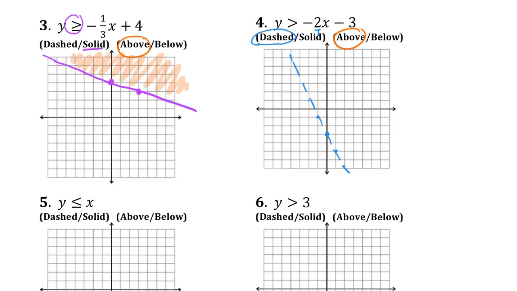Okay, for number 3, it was a solid line because of the equals sign. So I started at the y-intercept before, went down 1 over 3. Since it's greater than, I shade above the line, which is up here. This one is dashed. The y-intercept is -3. The slope is -2. So when I graphed it, I went down 2 over 1. And I'm going to shade above the line.